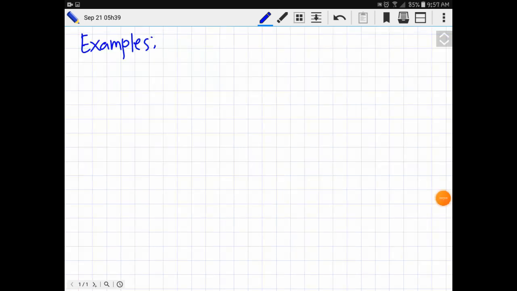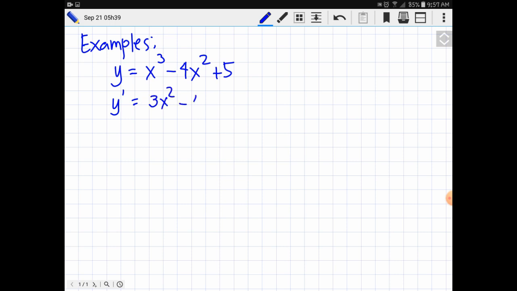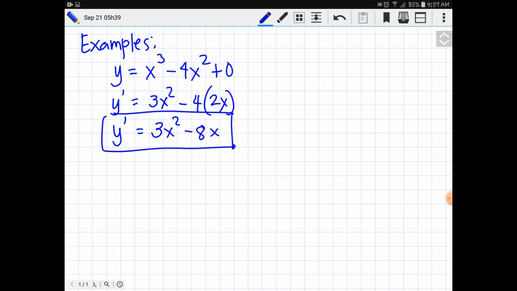And another example, y is equals to x cubed minus 4x squared plus 5. So y prime is equals to 3x squared minus 4 multiplied by 2x plus 5 would be equals to 0. So that would be y prime is equals to 3x squared minus 8x. And that would be our final answer.